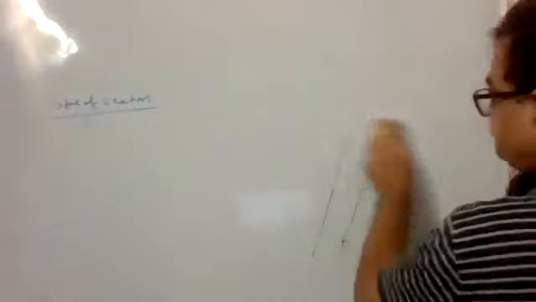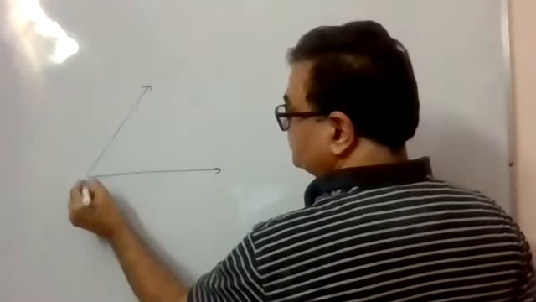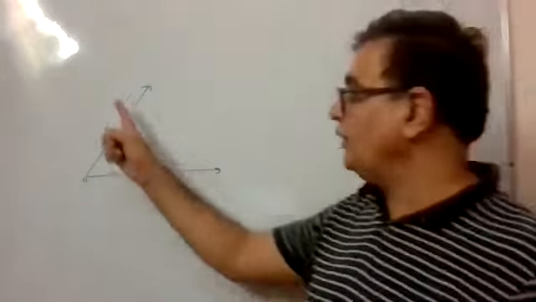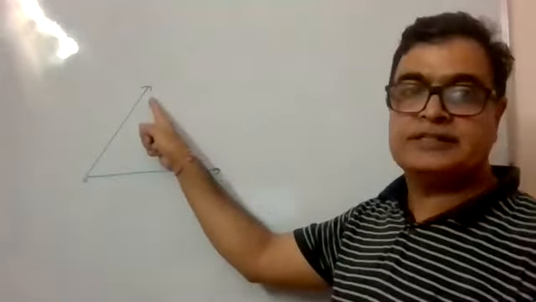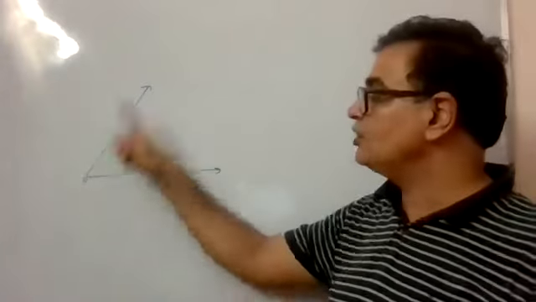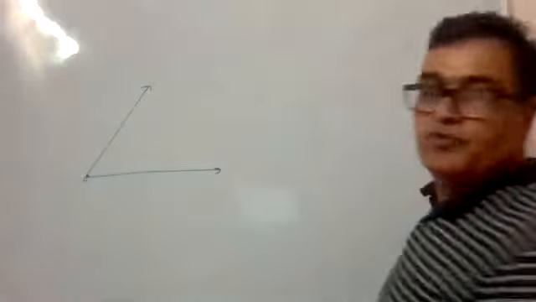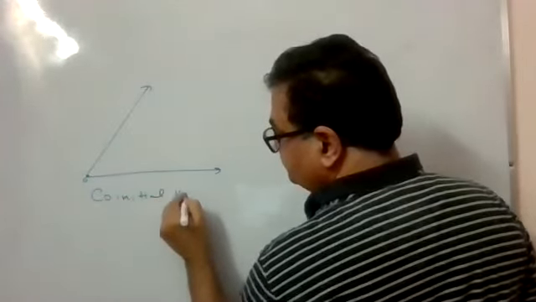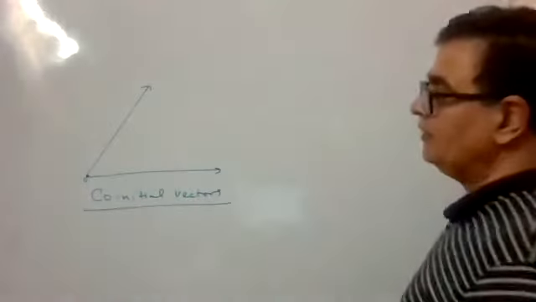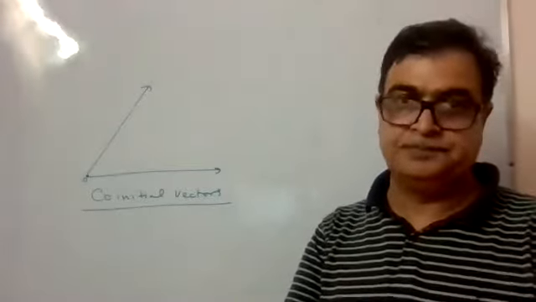Next one, co-initial vectors. Two vectors are said to be co-initial if their initial point is the same. I told you always this point is the terminal point and this is called the initial point. So if two vectors have the same initial point, we call them co-initial vectors. Co-initial vectors means vectors which have the same initial point, right?